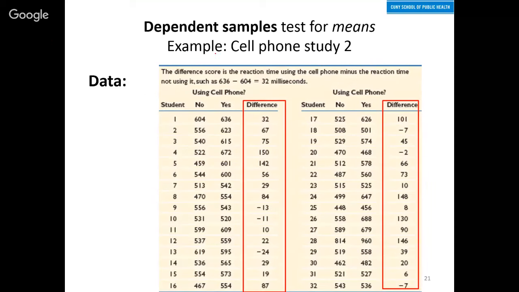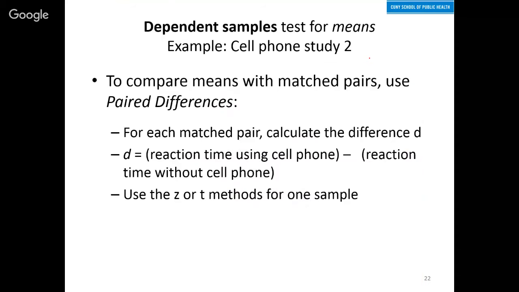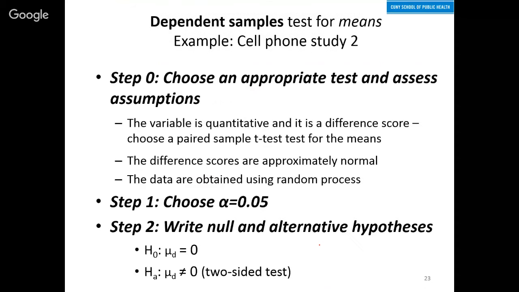Okay, so now we have these 32 students. Each of them has a yes or no using cell phone. We calculate the differences and do the test on those differences, a one sample test. So we get that column of differences and then use the Z or T methods for one sample.